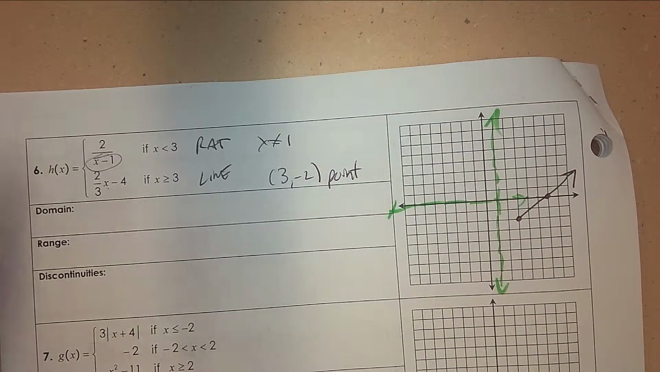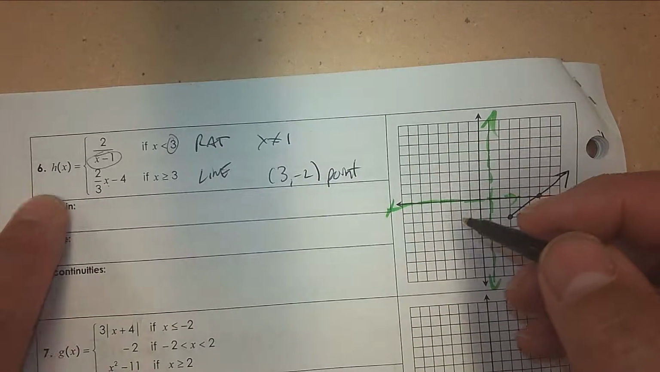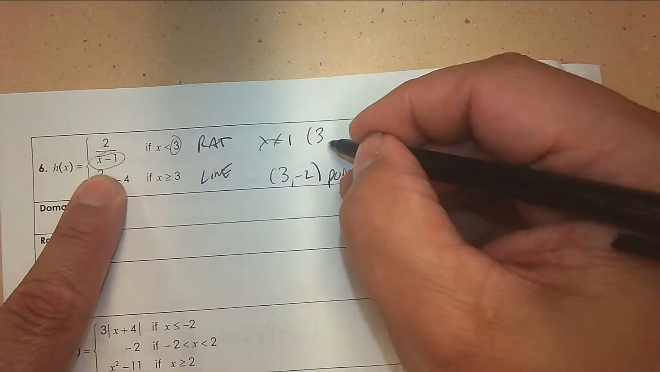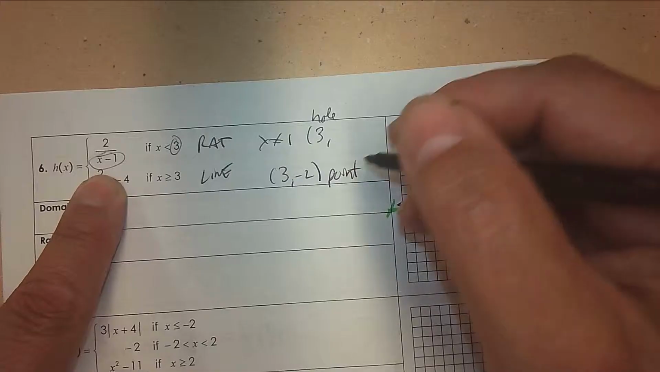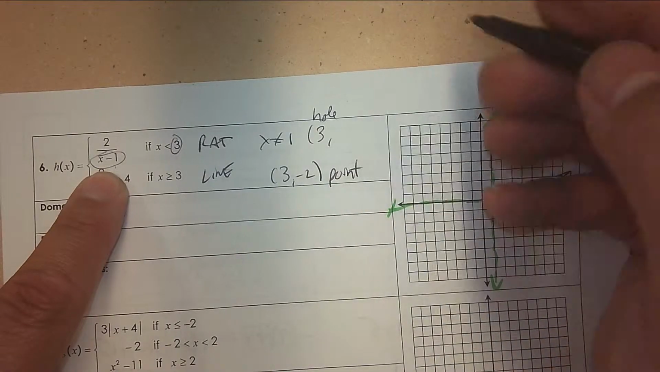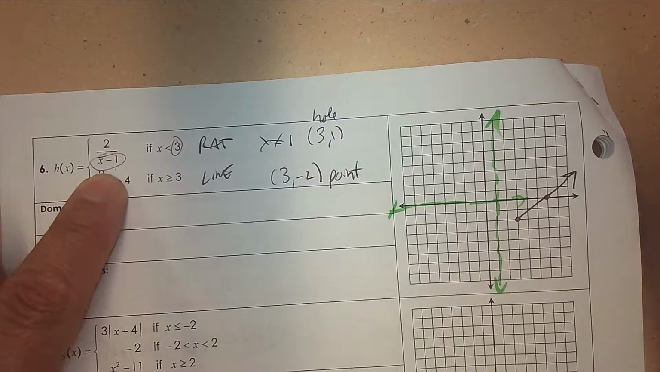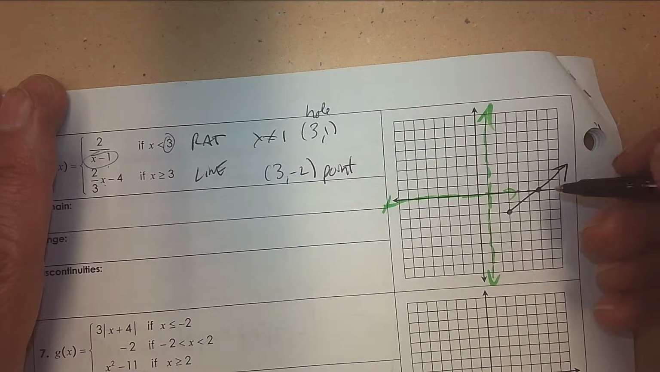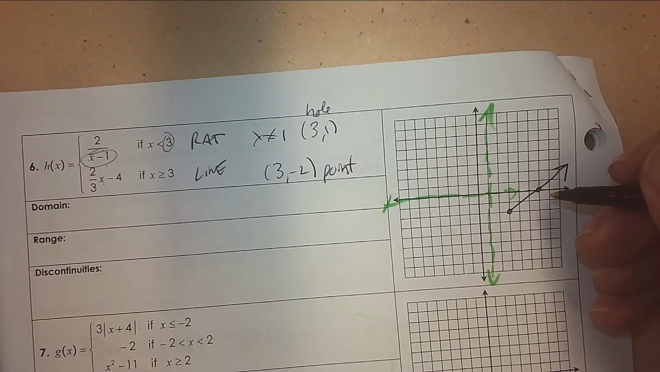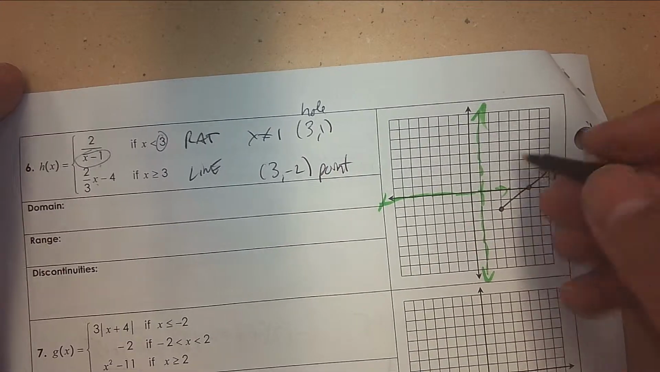So I want to pick a point. I can put in 3. That's going to be an important point. So 3 is actually going to be a hole. So at 3, take away 1 is 2, and 2 divided by 2 is 1. So at (3, 1), we have a hole. Here.